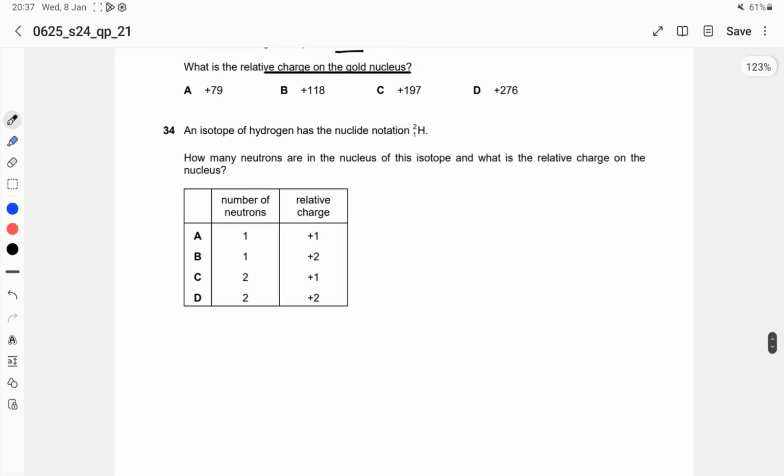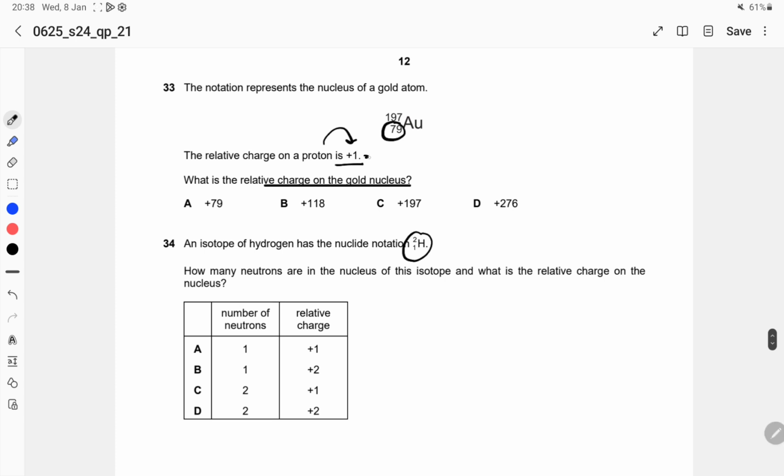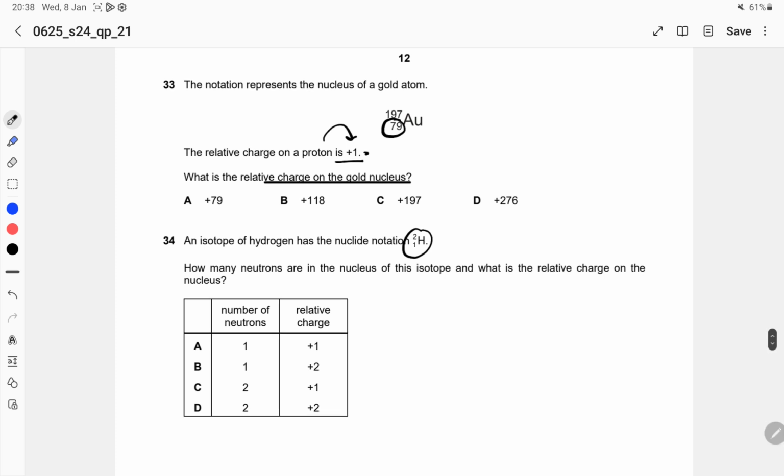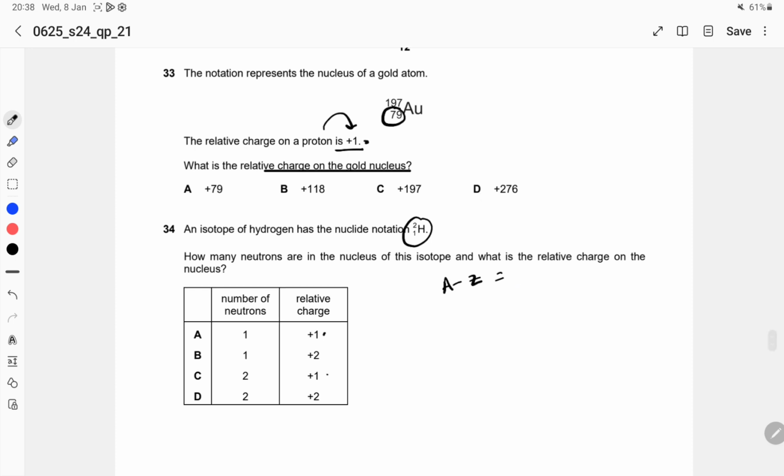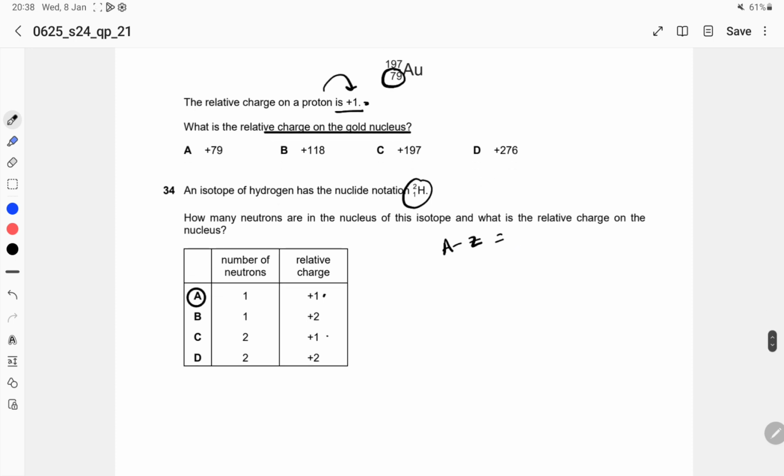34th. An isotope of hydrogen has this notation. Fair enough. How many neutrons are there in the nucleus of this isotope? And what is the relative charge? Again, the same thing. So it has one proton, so your relative charge is going to be 1, which means the answer is either A or C. And neutrons: the number of neutrons is your mass number minus the proton number, which gives you option A as the correct answer.